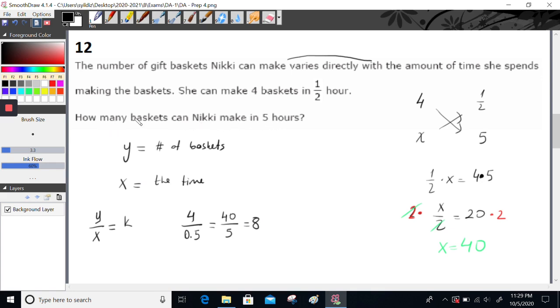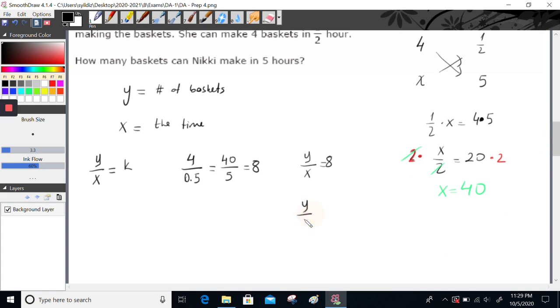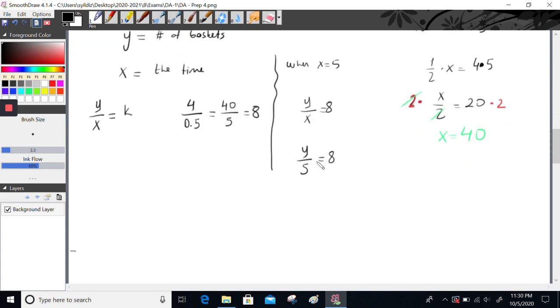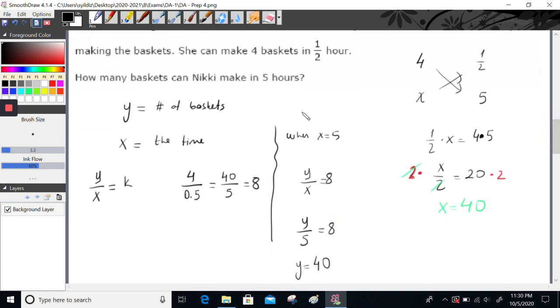So, how many baskets can Nikki make in 5 hours? We make x 5, because x is the time. y over x is always 8, and we are going to find y when x is equal to 5. So y over 5 is 8. Then we multiply both sides by 5, or you can ask what number divided by 5 is 8? We multiply 8 by 5, so y is 40. The answer is 40 baskets. Nikki can make 40 baskets in 5 hours.